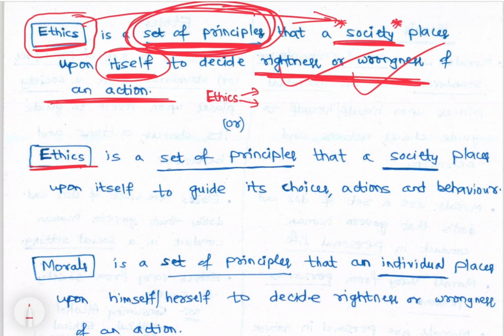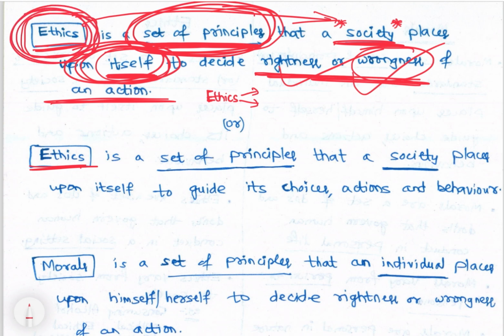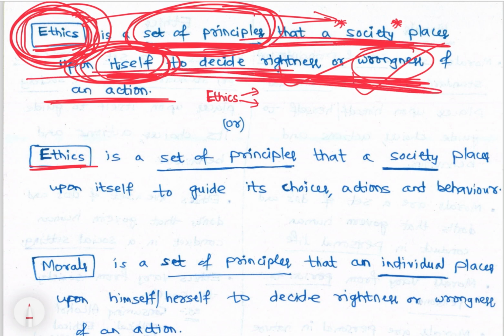In fact, consumption of alcohol is wrong as per Indian society. So a set of principles that a society places upon itself to decide rightness or wrongness of an action. If you act against that set of principles, you have done wrong. If you act in support of that set of principles, you have done right. So ethics is what? A set of principles that a society places upon itself to decide rightness or wrongness of an action.